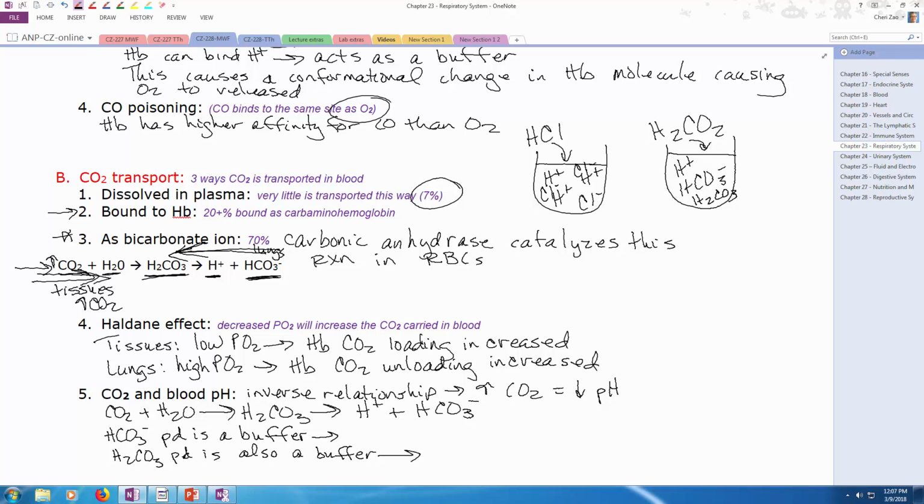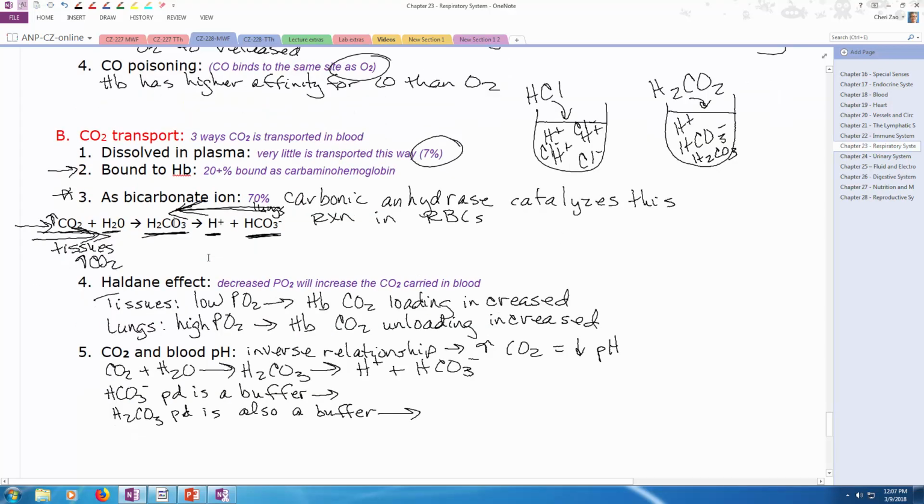There was another guy involved in the chemistry and physics of gases, Haldane, and he decided that in his observation, if we had low PO2s, we actually noted that there was more carbon dioxide being carried in the blood and carried along with hemoglobin, because remember, hemoglobin has a carbon dioxide binding site that's separate from the oxygen binding site.